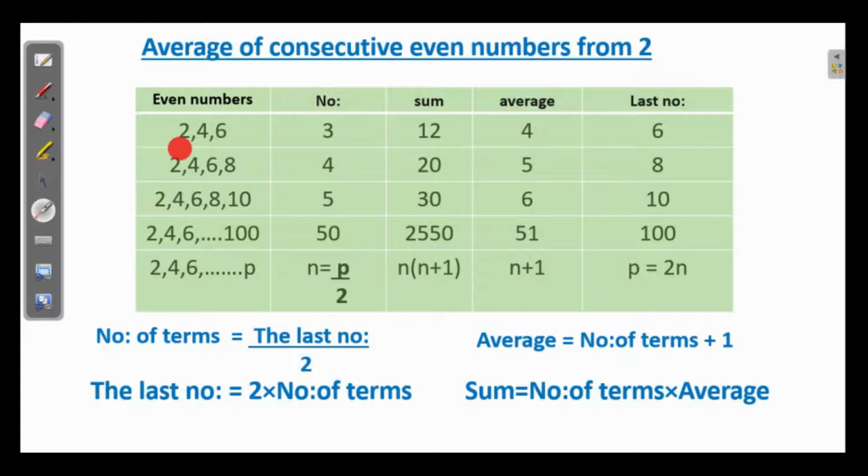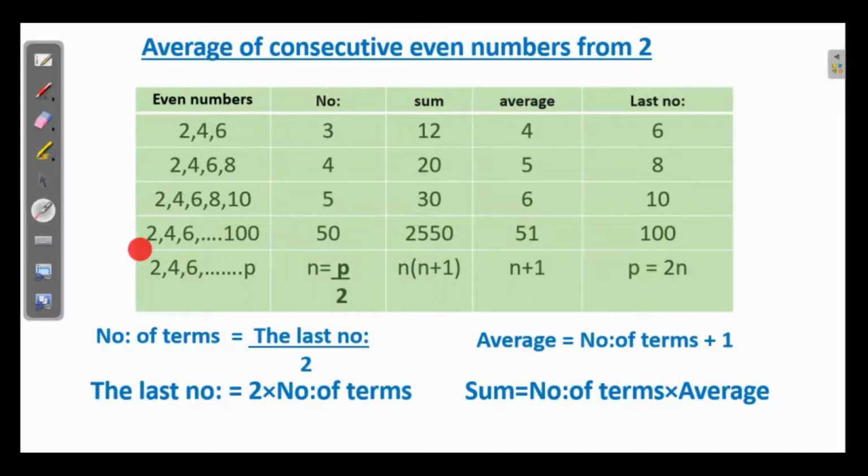Okay. Average of consecutive even numbers from 2. From 2 to 4, 6. Number of terms is 3 and average is 4. Average is equal to number of terms plus 1. 4 plus 1 is 5. Number of terms is 5, average is 6. 5 plus 1, 6.